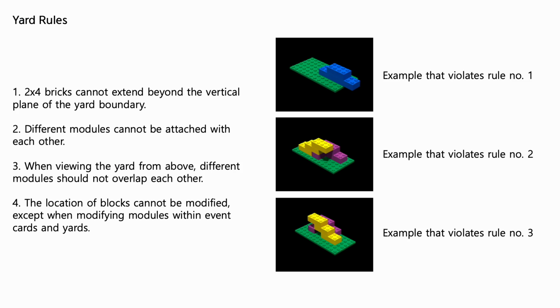The yard is made up of 6 by 12, and since it is a limited space, there are yardage rules. First of all, bricks cannot exceed the vertical plane of the border, and other modules cannot be attached to each other or overlap when viewed from above. Additionally, you cannot arbitrarily change location within the yard. The pictures below are examples of each violation.